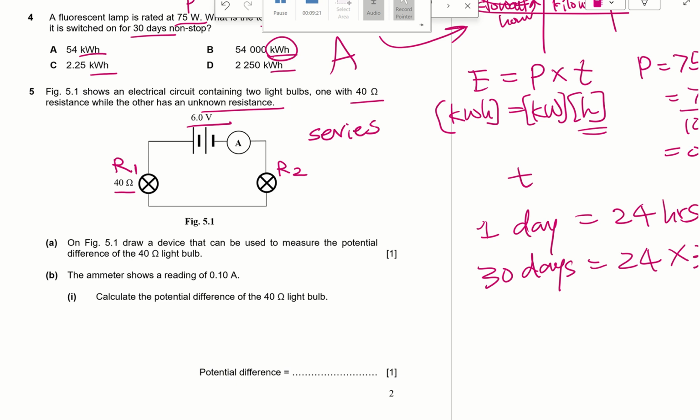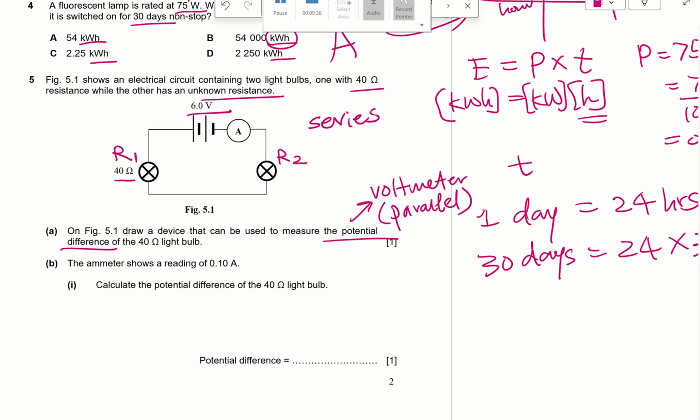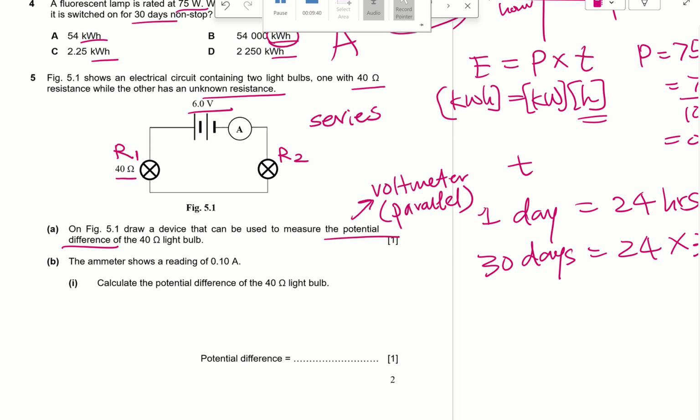On figure 5.1, draw a device that can be used to measure the potential difference. This one will be using a voltmeter, and voltmeter must be connected in parallel. So they want us to draw a device that can be used to measure the potential difference of the 40 ohm light bulb. We have 2 light bulbs, so we have to draw the voltmeter across, which is parallel to the 40 ohm. So this is the answer.